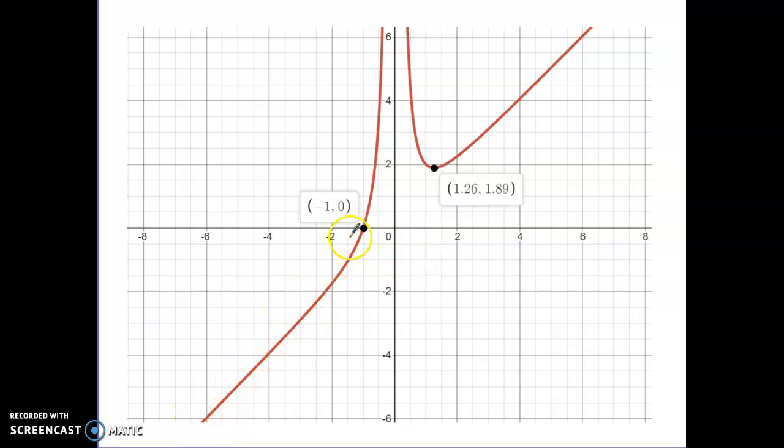And you can see that it's increasing on this side. It's decreasing until it gets to the square root of 2, and then it's increasing after that. So that's what your curve sketching would look like.